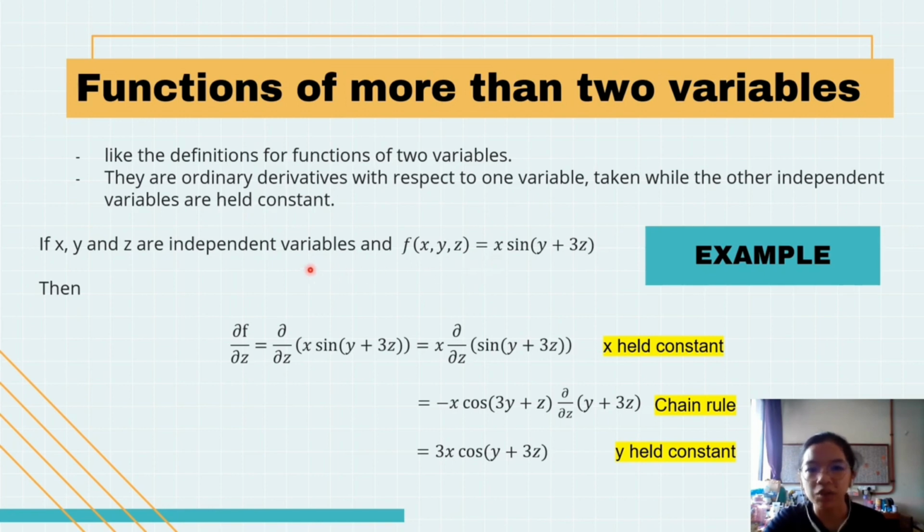So for example, if x, y, and z are independent variables and f(x,y,z) is equal to x sin(y + 3z). So in this case, we want to find ∂f/∂z. So we need to differentiate x sin(y + 3z) with respect to z. So we treat x and y as constant. So we treat x as constant first, then we differentiate sin(y + 3z) with respect to z. So we use the chain rule and we will get this equation. So we treat y as the constant, then we will get 3x cos(y + 3z).